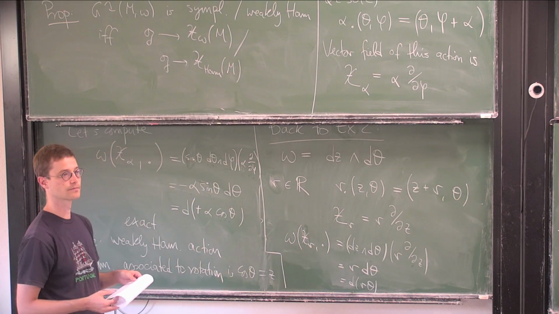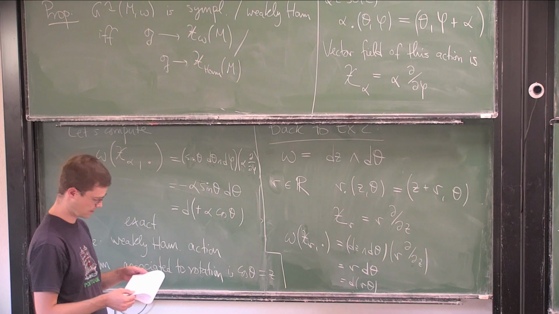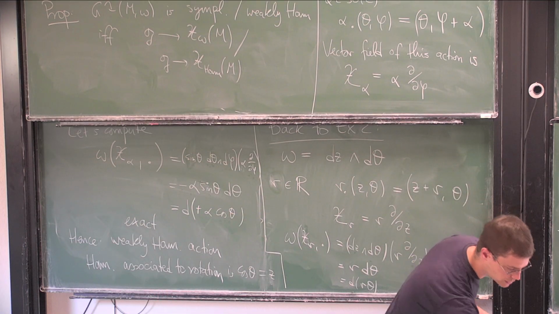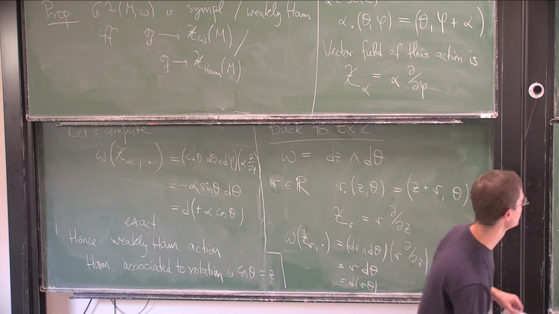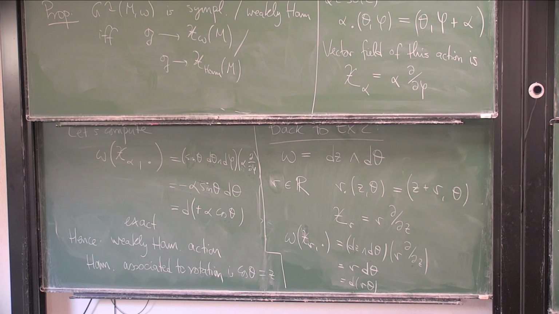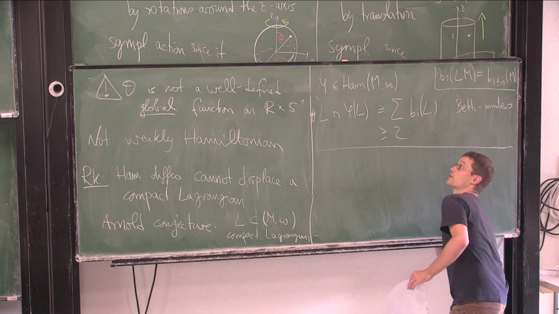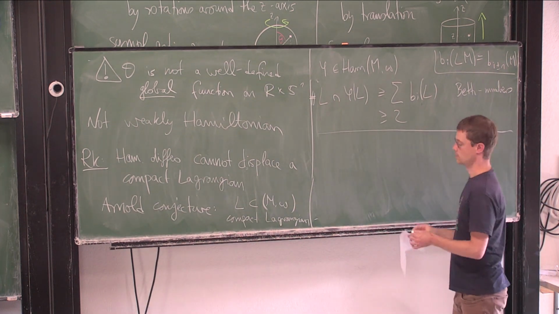More questions? Okay, so now we've seen these kind of two notions, Hamiltonian and weakly Hamiltonian. Symplectic and weakly Hamiltonian. But so you see there should be also the notion of a Hamiltonian action, which is a bit stronger than the weakly Hamiltonian action. So how does this go?